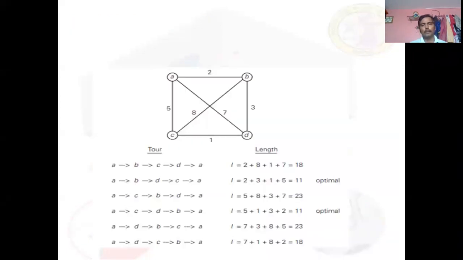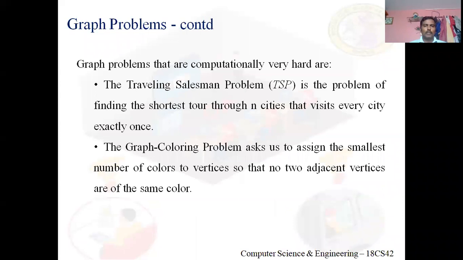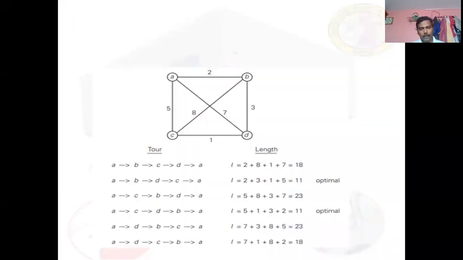So this is about graph problems. There are two important problems. The traveling salesman problem is nothing but this: I'm planning a tour. I want to start from A, cover all the other three cities, and return back to A. What is the shortest tour? This is the traveling salesperson problem.